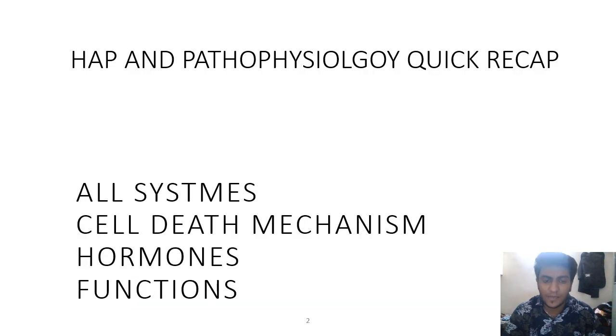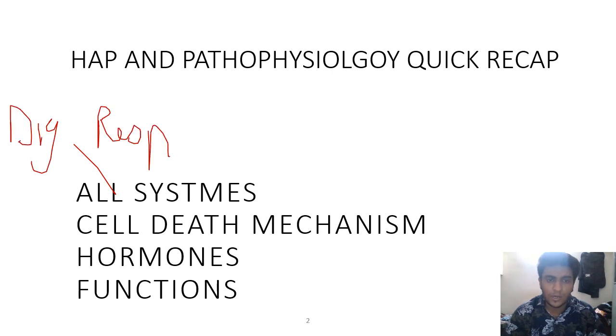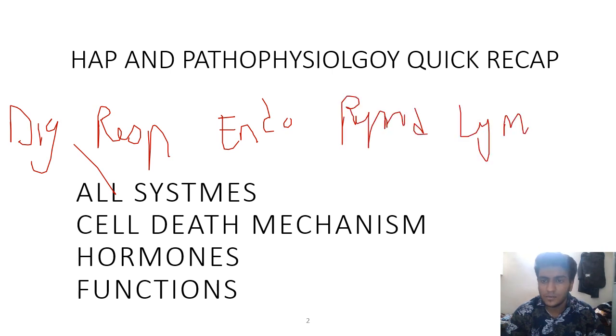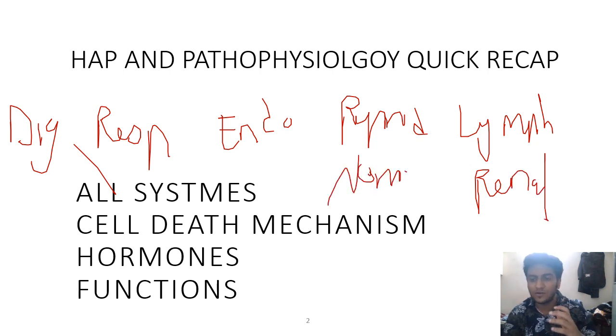So when I talk about HAP and patho, you need to know all these systems right from your digestive system to your respiratory, to your endocrine, to your reproductive, lymphatic, renal, nervous. So when I talk about the nervous system, you need to know about the central nervous system, peripheral nervous system, autonomic nervous system, somatic nervous system, what is afferent, efferent, right? You need to know sympathetic, parasympathetic system, the different functions of adrenaline, the ganglions and all.